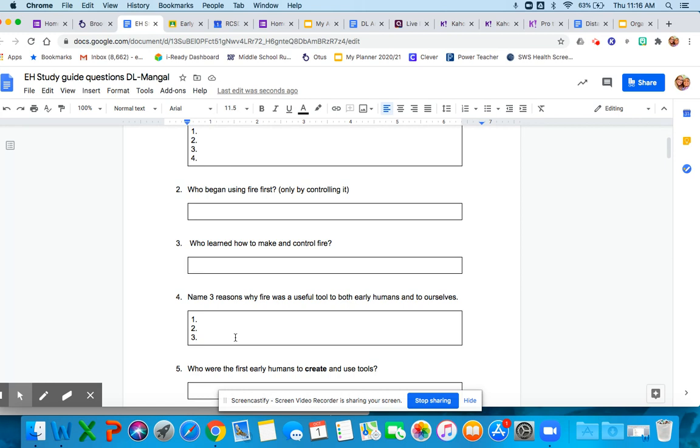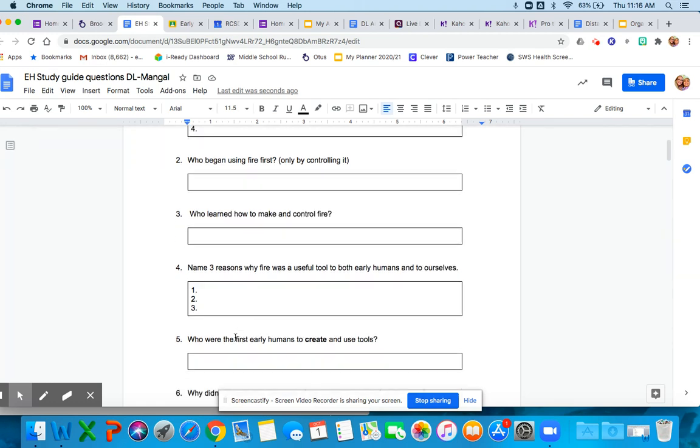Number 4, name 3 reasons why fire was a useful tool to both early humans and ourselves. So the fire was a useful tool because it scared predators away. It gave humans the ability to cook their food. It kept them warm at night. It gave them light so they could see in the dark at night. And you might have another answer that fits, and that's absolutely fine. Those are the 4 that I have right now.